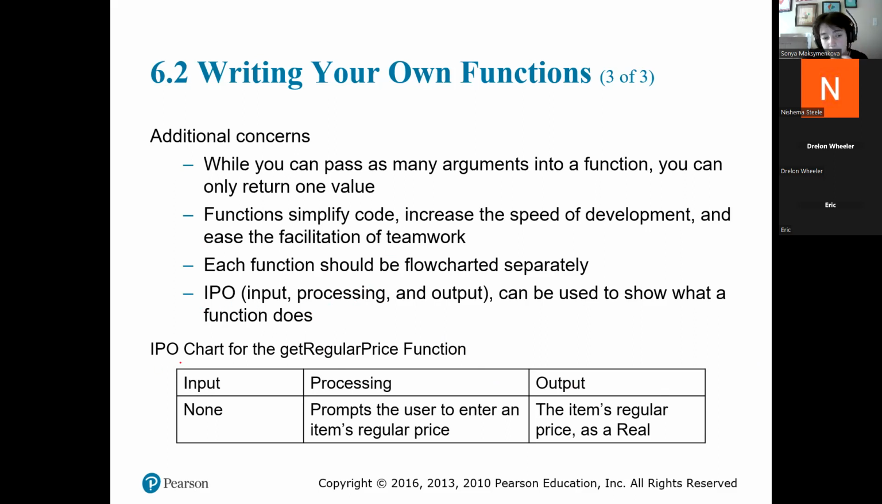The IPO chart, IPO, input, processing and output, we can use it to show whatever a function does. So as you can see here, we have input, processing, and output, and we just put whatever. If we have input, we put what we input in. Processing is whatever our function does, so you just describe whatever you want that function to perform, and output is whatever we return.